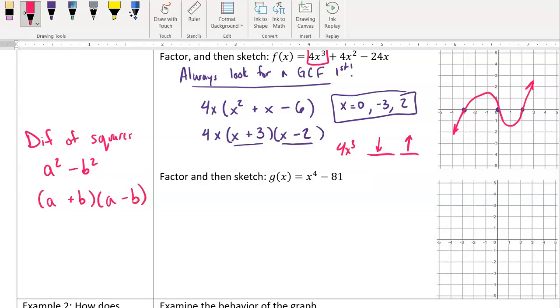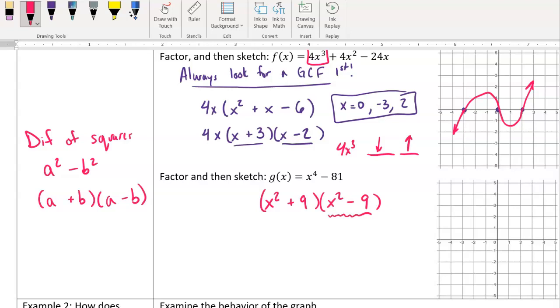You might say, well, this is to the fourth power, not a square. Well, remember, difference of squares just means can we take the square root of each term? And even though we haven't talked about roots specifically yet, what times itself would give me x to the fourth? Well, that would be x squared. So my a value here would be x squared. And what times itself would give me 81? Well, 9 times 9 is 81. So my a value would be x squared, my b value would be 9. So factor down would be x squared plus 9, x squared minus 9.